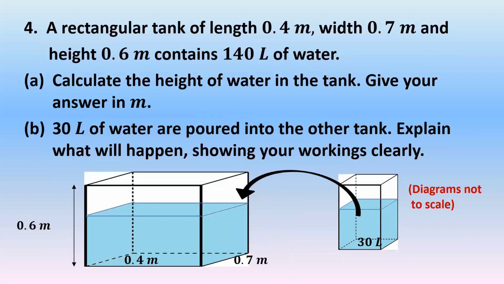Number 4. A rectangular tank of length 0.4 meters, width 0.7 meters, and height 0.6 meters contains 140 liters of water. Part A. Calculate the height of water in the tank. Give your answer in meters. Part B. 30 liters of water are poured into the tank. Explain what will happen, showing your workings clearly.